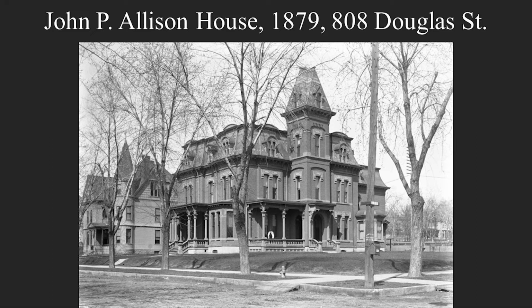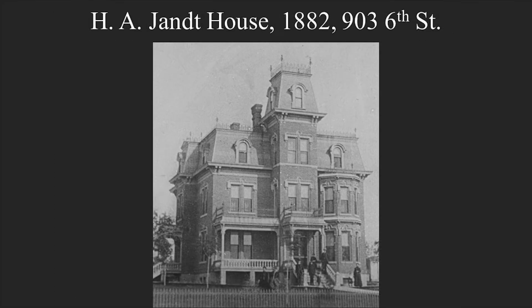And towers are also very common. 3- and 4-story towers are also common on this style of architecture. This is the Heinrich Adolphus Jant house, built in 1882 at 903 6th Street. I believe all the images we're seeing of Second Empire houses, these are all gone. This was built by retailer H.A. Jant. And again, we can see the 4-story tower and the mansard roof.